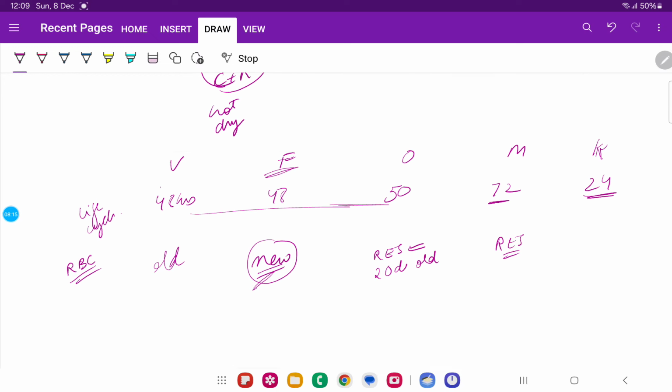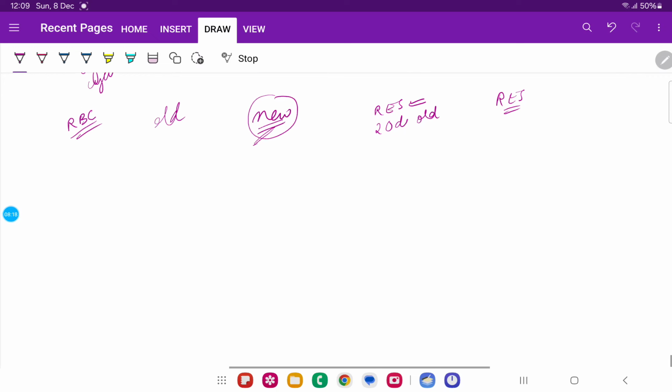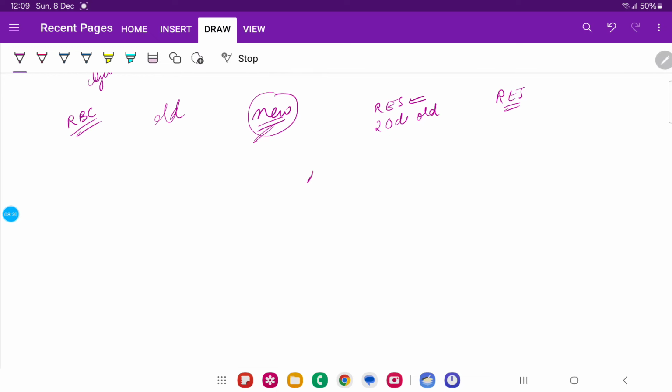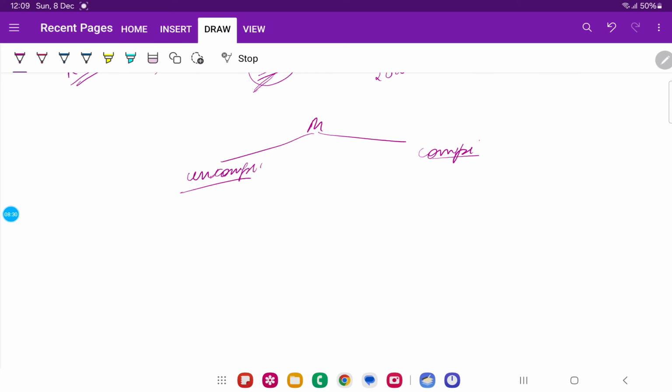Now we have gone over the pathology. Now we can divide malaria again into uncomplicated and complicated. Uncomplicated is when there is fever with chills and rigors, tachycardia, tachypnea, and myalgia. Now if complications start occurring, we call that complicated malaria.